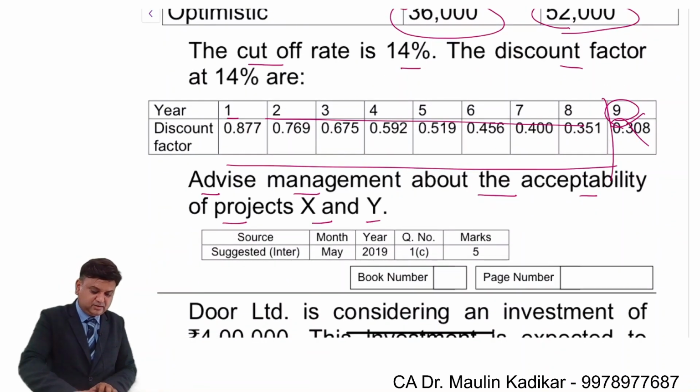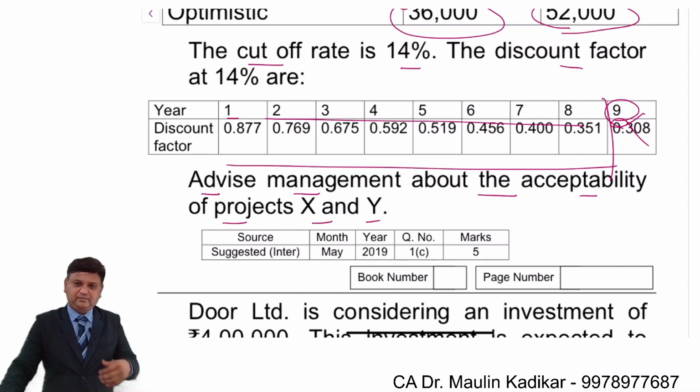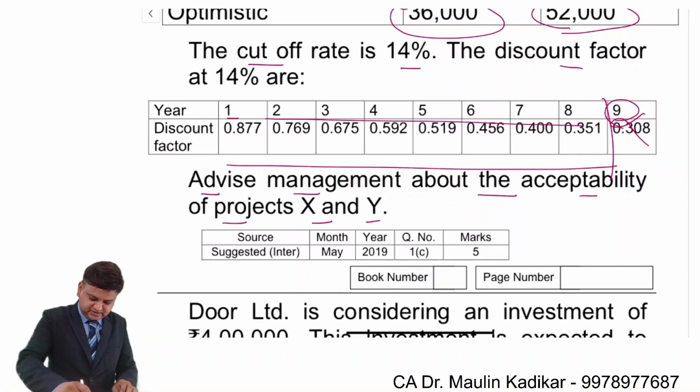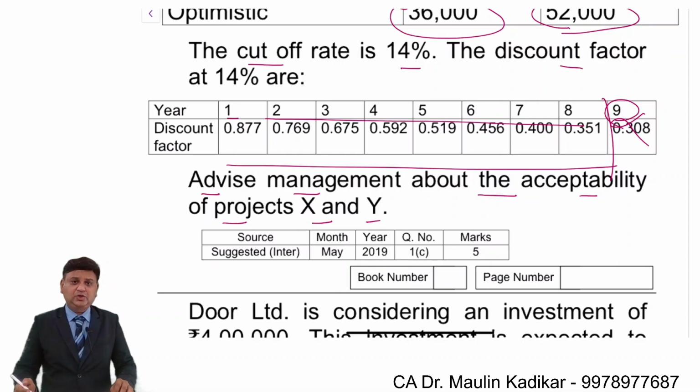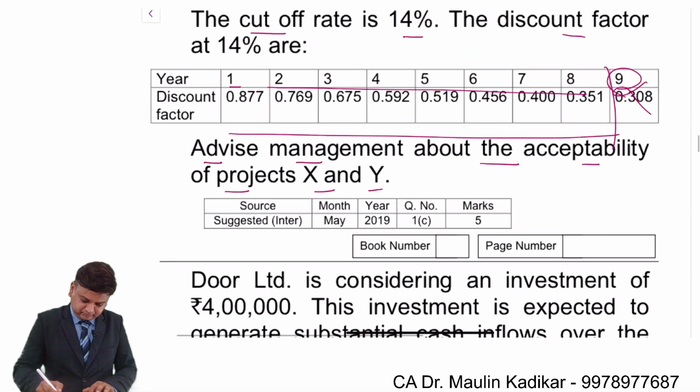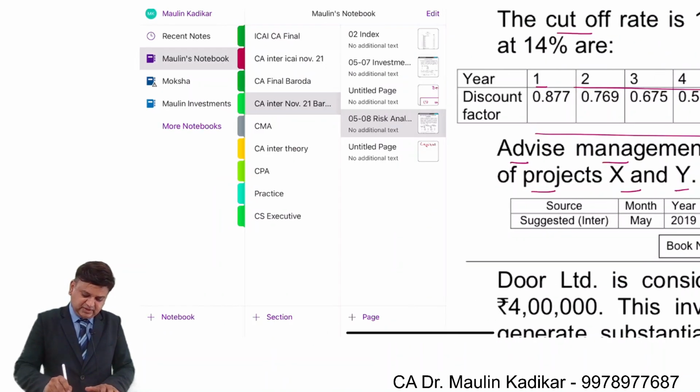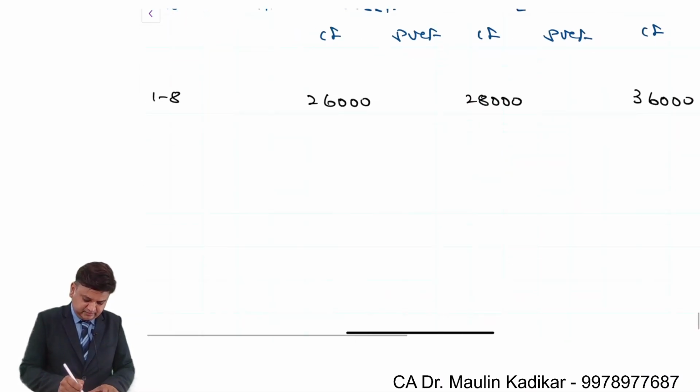Year 1 to year 8. Importantly, be careful for that. 0.877 plus 0.769 plus 0.675 plus 0.592, 0.519, 0.456, 0.4, 0.351. So 4.639. This is the annuity factor for year 1 to year 8.